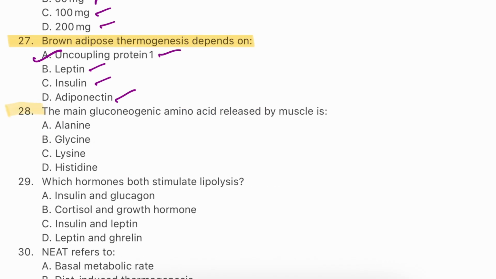Question number 28. The main gluconeogenic amino acid released by the muscle is alanine, glycine, lysine, or histidine. The answer will be A, alanine. Muscle releases alanine for hepatic gluconeogenesis.